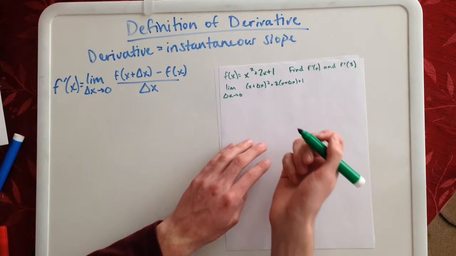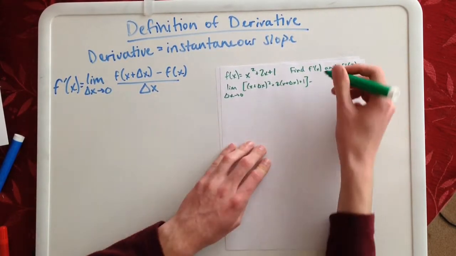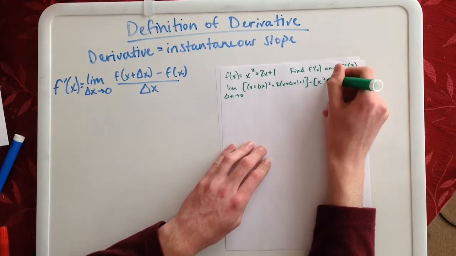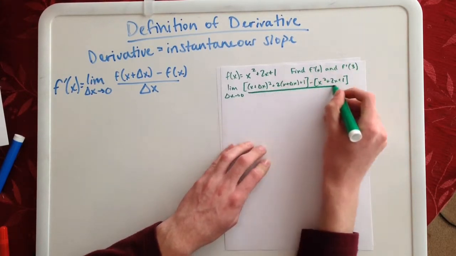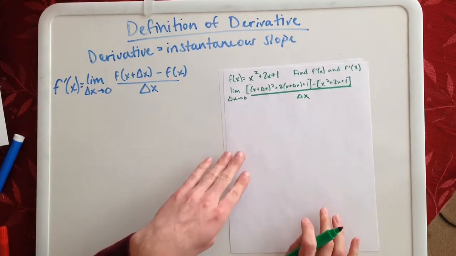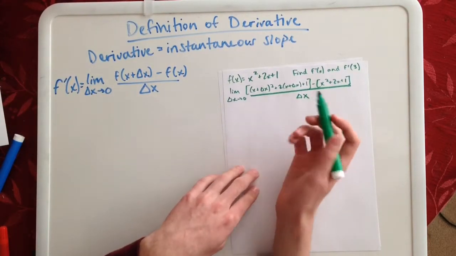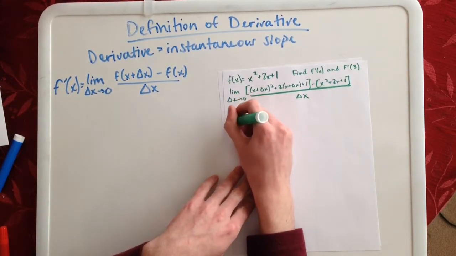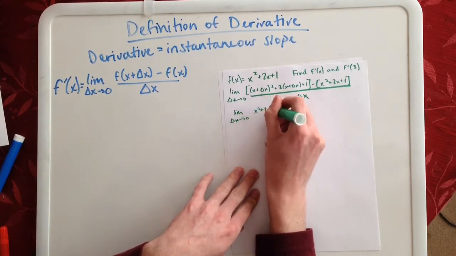I'm going to put that in brackets, minus f of x, x squared plus 2x plus 1, divided by delta x. And then I'm going to FOIL this and then simplify. So in a few steps, I'm just going to do the math. X squared plus 2x delta x.